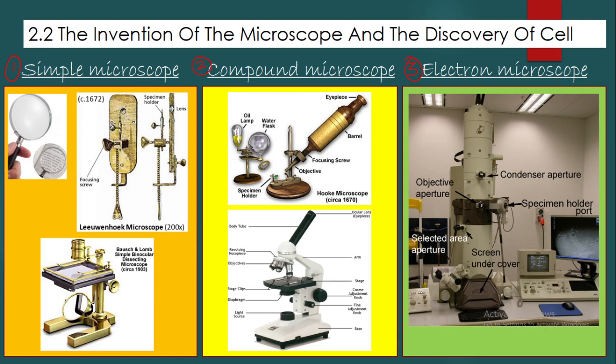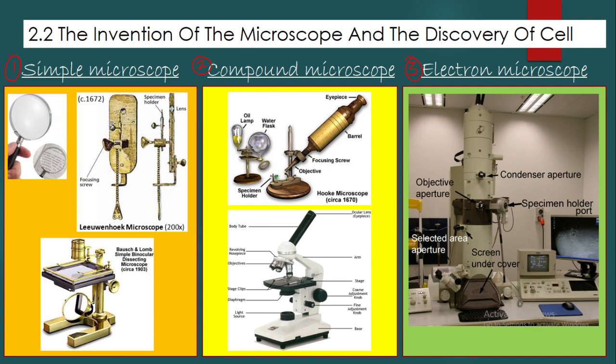What is the nature of light that is used in the simple and compound microscope? Visible light. The light that we can see. The visible light. Okay, good.